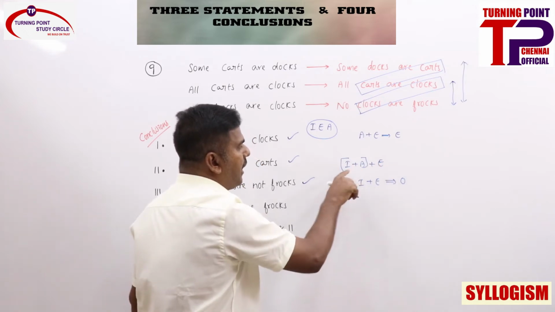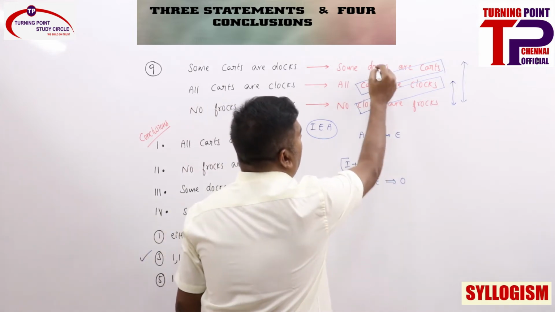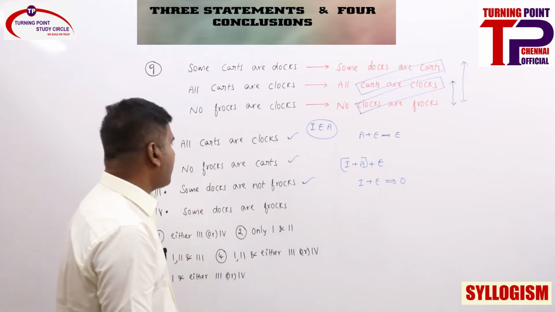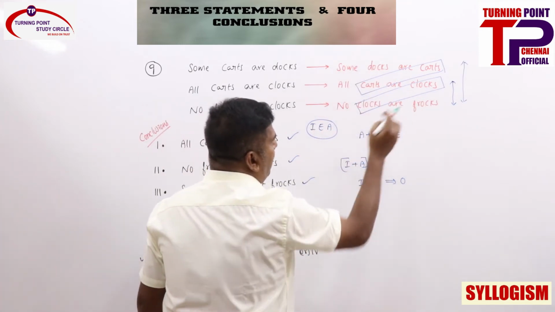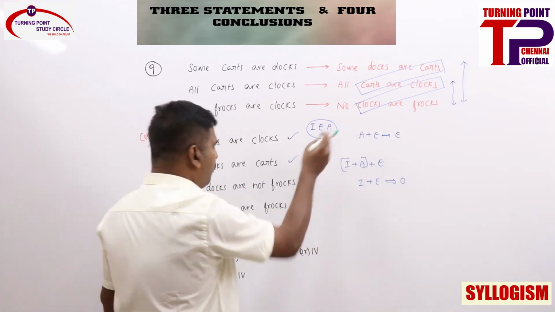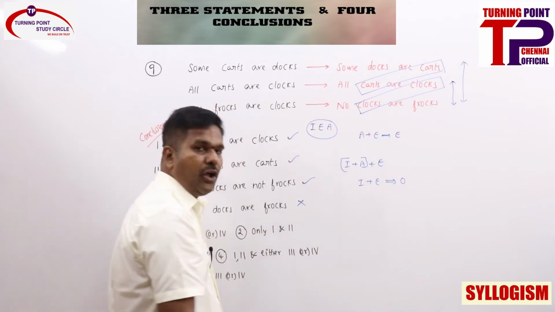I plus A plus E: I plus A is I, I plus E is O. Some dogs are not frogs, right? So finally, some dogs are frogs. Already we have proved some dogs are not frogs is the right answer. You won't be getting an I statement. That is the reason it is ruled out.